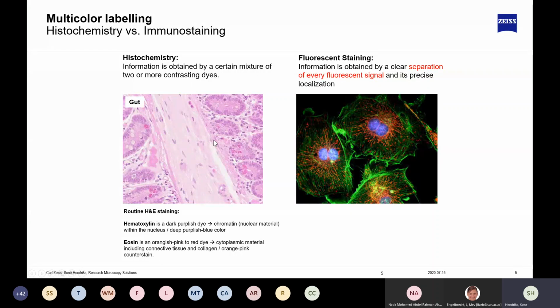But if we compare this now to fluorescence, the information that you can obtain with fluorescence is a very clear separation of every single fluorescent signal and its precise location at a given time. So this opens up a whole new world of possibilities, because you're not only limited to fixed samples now, but you can also do fluorescence microscopy on live cells and even whole organisms. And then you can start to understand functional biology so much better.